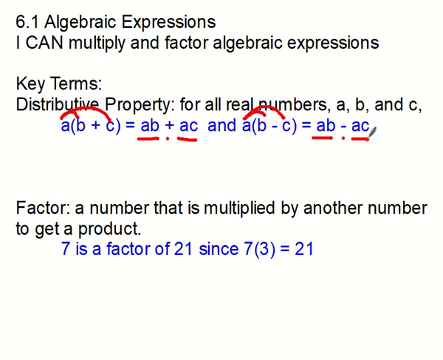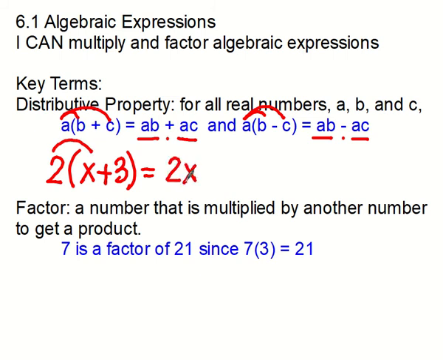What that looks like with numbers, let's just do an easy one, 2 times x plus 3. I need to distribute my 2 to everything inside. The first one would be 2 times x, 2x, and then 2 times a positive 3, which is 6. So your answer would be the expression 2x plus 6. Remember, you can't put 2x and 6 together because they are not like terms.